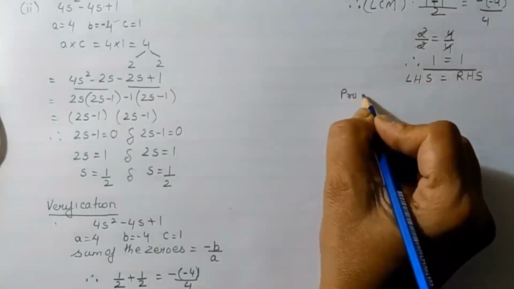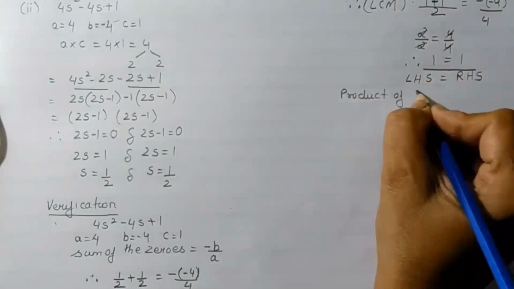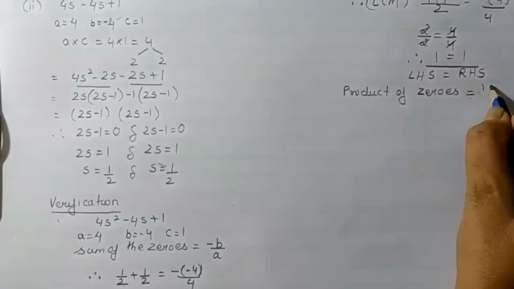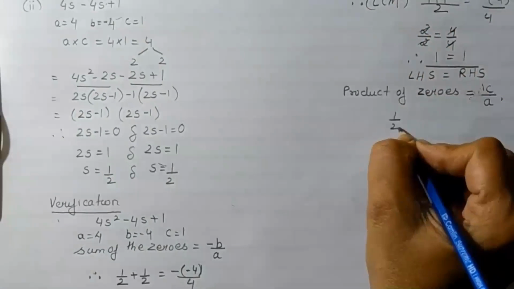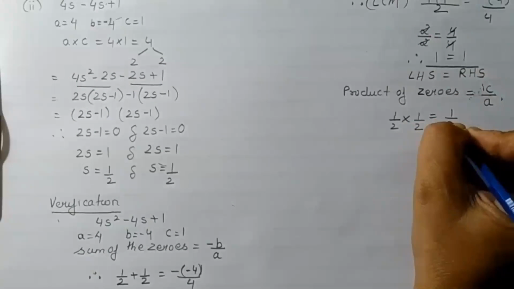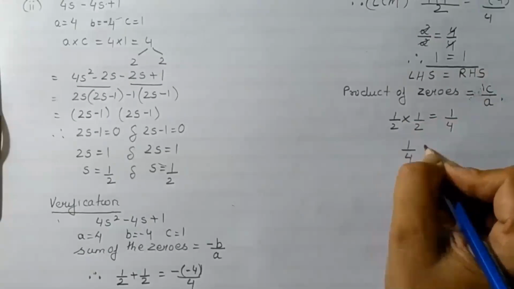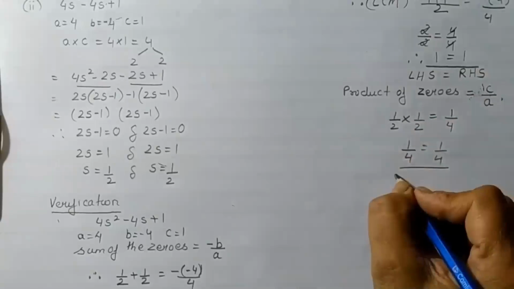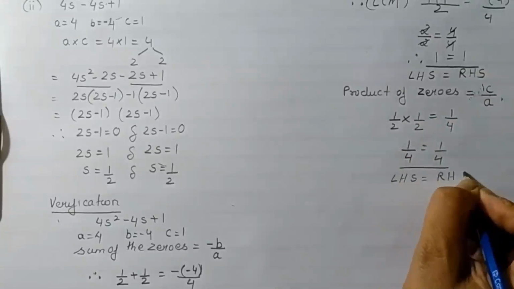Now we verify the product of zeros. Product of zeros is C upon A. 1 upon 2 multiplied by 1 upon 2, because these are the zeros. 1 upon 2 and 1 upon 2 is equal to 1 upon 4. And C upon A is also equal to 1 upon 4.